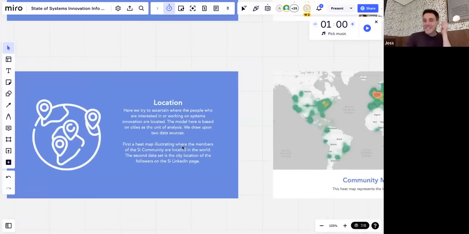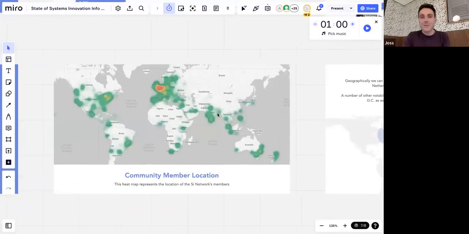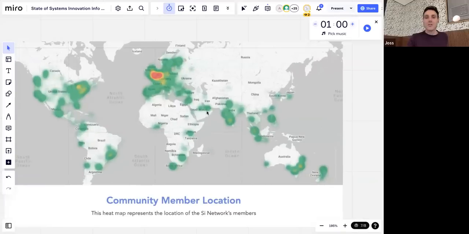Talk about locations. This is some of the most interesting data. Where are these people? What's going on where? And this heat map from our website is kind of the most useful, I'd say. So these are the members of the SI network. They registered on the website, which implies that they're interested in this.